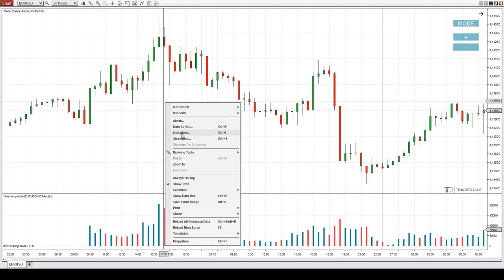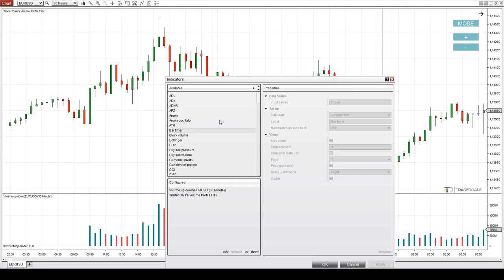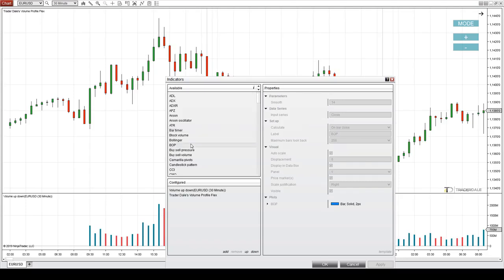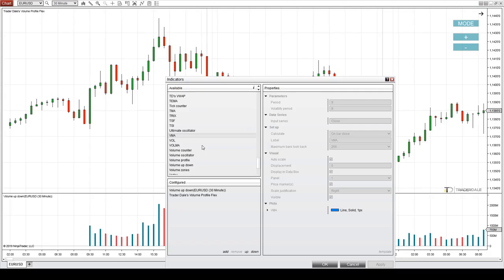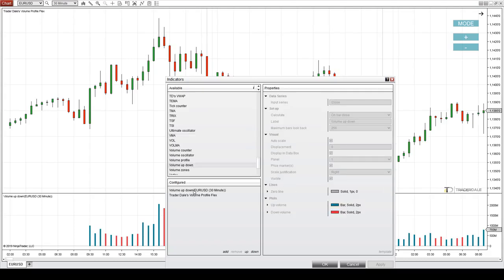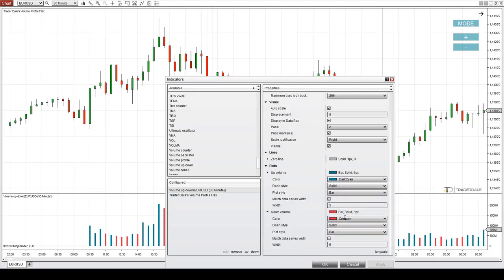So you right-click the chart, you go to indicators. In this list of available indicators, you'll search for the volume up-down indicator. It is this one. You double-click it, and this is just the standard setting of the indicator. You don't need to change anything in here. Maybe only the width, so you can set it for wider values, so the bars are wider. But setting this won't change the functionality of the indicator. This is just visual settings.